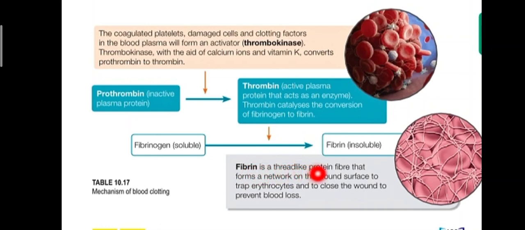Forms a network on the wound surface to trap erythrocytes and to close the wound to prevent blood loss. So inilah yang penting lah, fibrin. So fibrin yang akan buat ni network pada luka kita surface itu untuk trap kita punya red blood cell dan menutup luka kita dan juga memberhentikan pengaliran darah. Okay, so ini adalah sangat penting, mechanisms of blood clotting. Kena ada, ini keyword dia: thrombokinase, vitamin K, calcium ion, prothrombin to thrombin, fibrinogen to fibrin, catalyzed by thrombin.